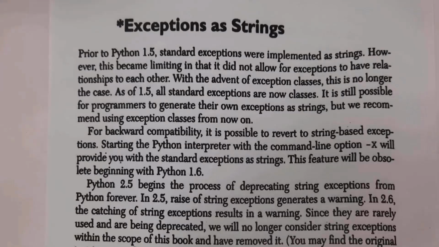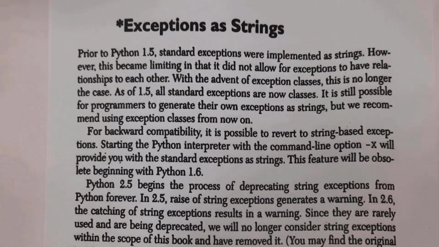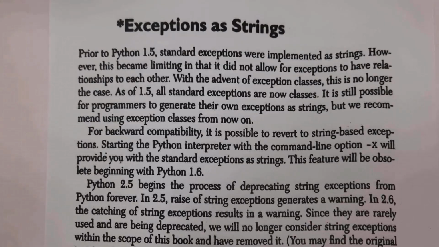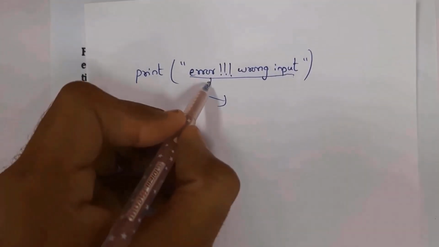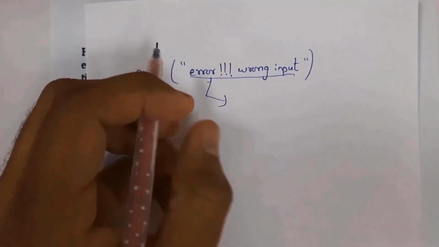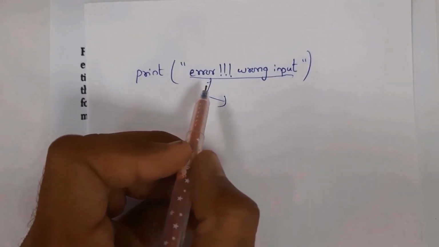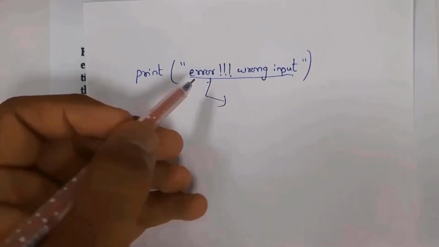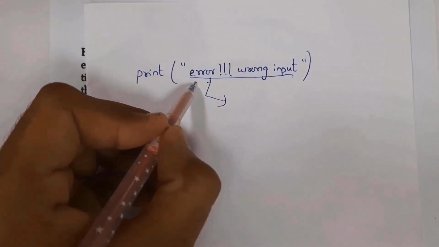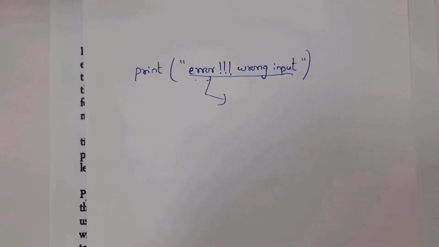Next I will explain exceptions as a string. Normally before Python version 1.5, programmers used to create their own exceptions by using strings. In this example, I created an exception, and normally we create this exception by using strings. So in double quotations I wrote error, wrong input. This is nothing but an exception created by me. But we don't consider it as an exception, we consider it as a string. So there is no relationship between exceptions and strings.